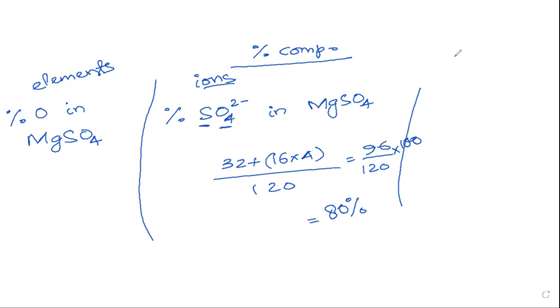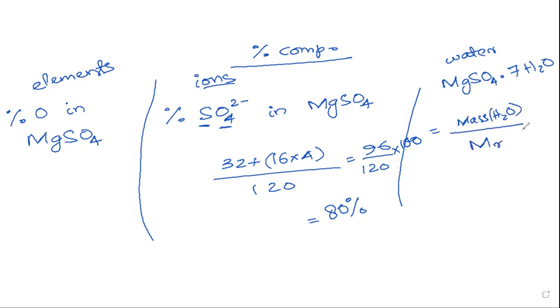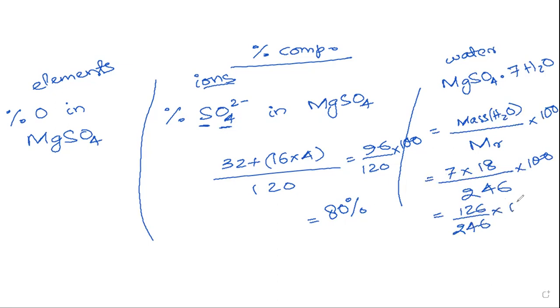All right. The third type is for water. This only is true for the substances which have water of crystallization, just like we discussed, MgSO4.7H2O. So this should only work for water. That means we are supposed to take mass of water as a numerator, whatever number of water molecules are there, divided by Mr, multiply it by 100. So we have 7 water molecules, so 7 into 18. If you remember, the whole thing was 246. So that's 126 over 246 into 100. The answer to that is, go ahead.